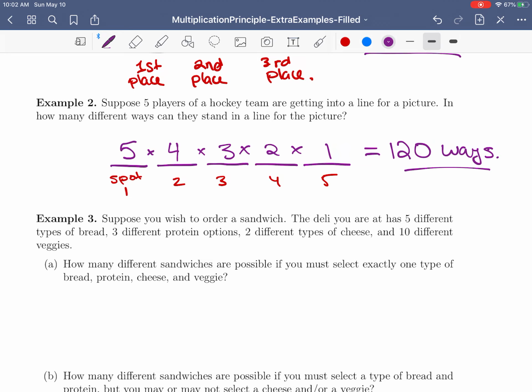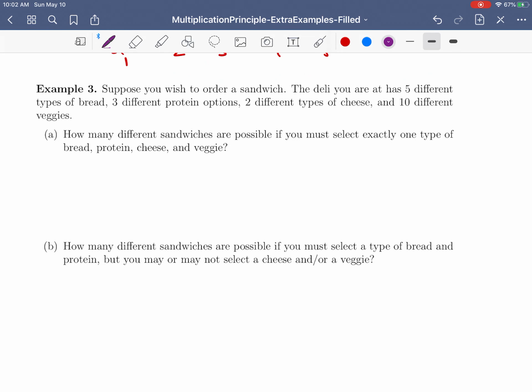And if you already recognize this, you might see that this is 5 factorial, which we're going to talk about later. But if you do, it's easier to compute the number because your calculator has a button for this, generally. So let's try another one.